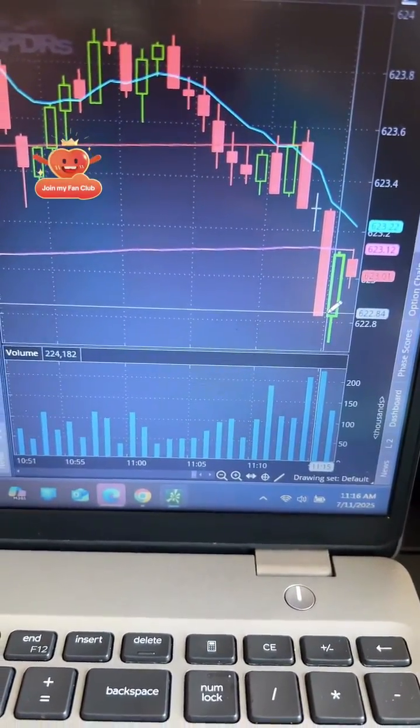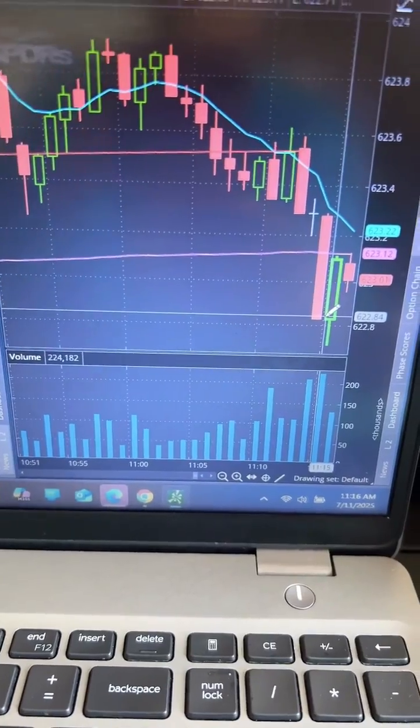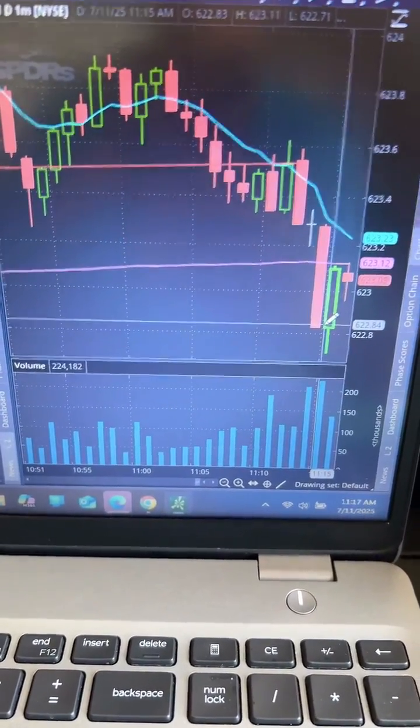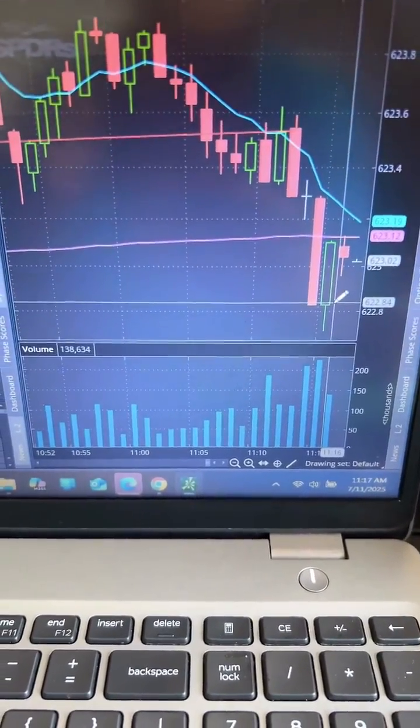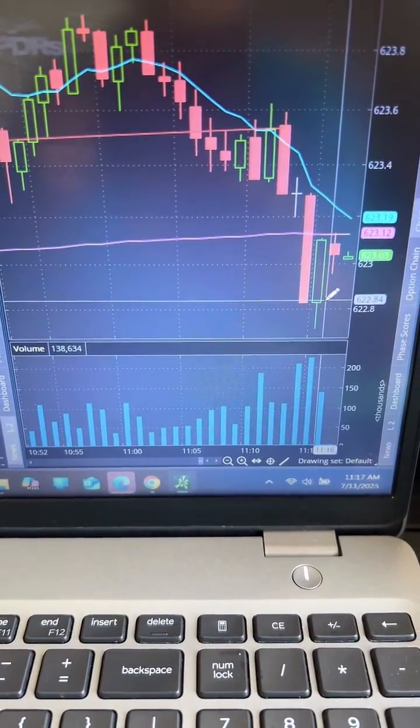We use a 15-minute chart to determine if we're going to get in a position, and then you use the 1-minute chart to actually execute. So let's go for it, guys. Once we pull up SPY, I want you to go down and hit trade options.